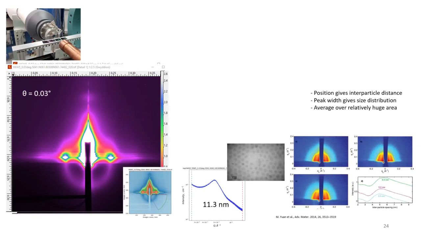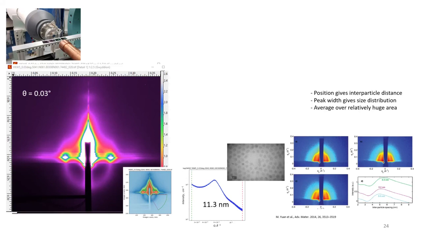The first thing is this ring here that you can see more in the transmission part than the reflection part. It is related to the interparticle distance. By doing the integration here, you can see the peak position is related to the interparticle distance, but it's the interparticle distance averaged over the whole beam footprint.